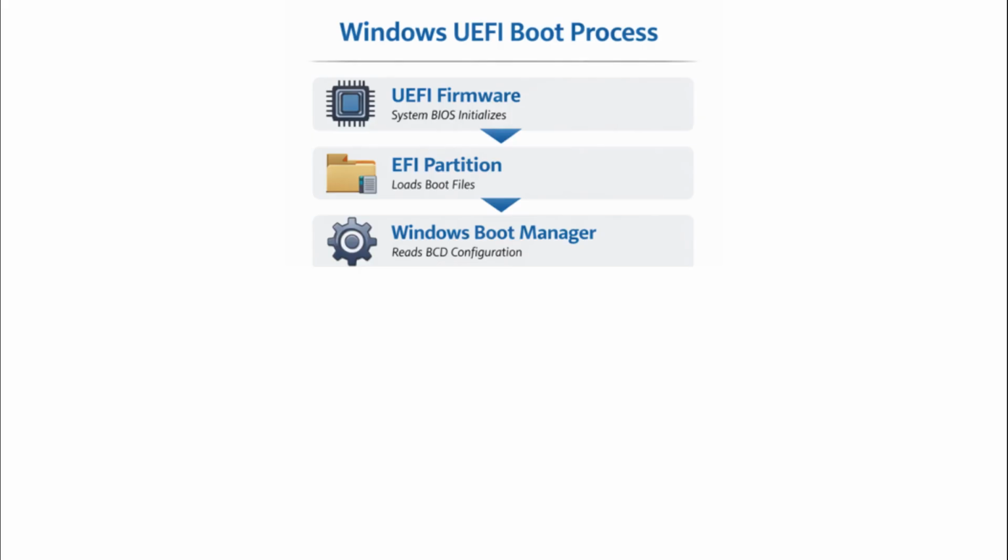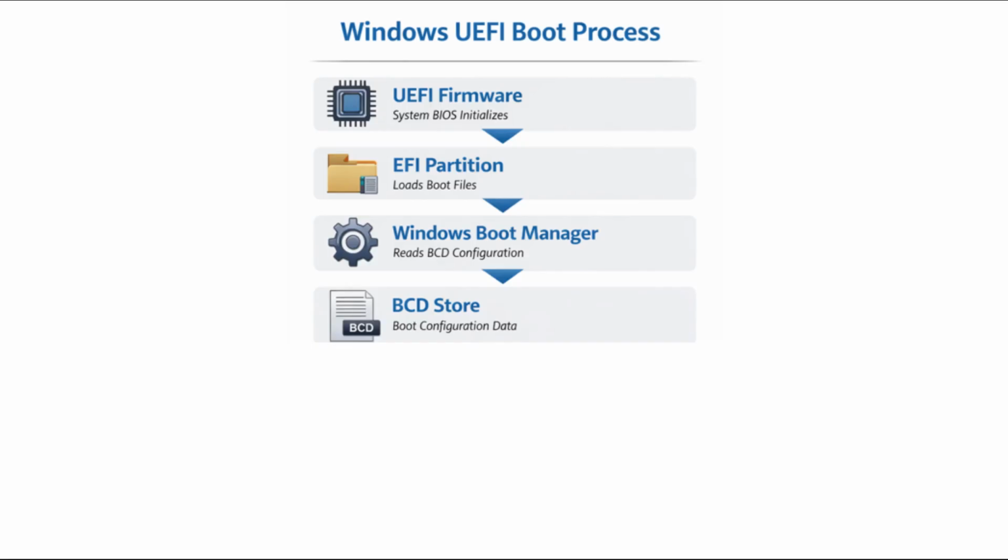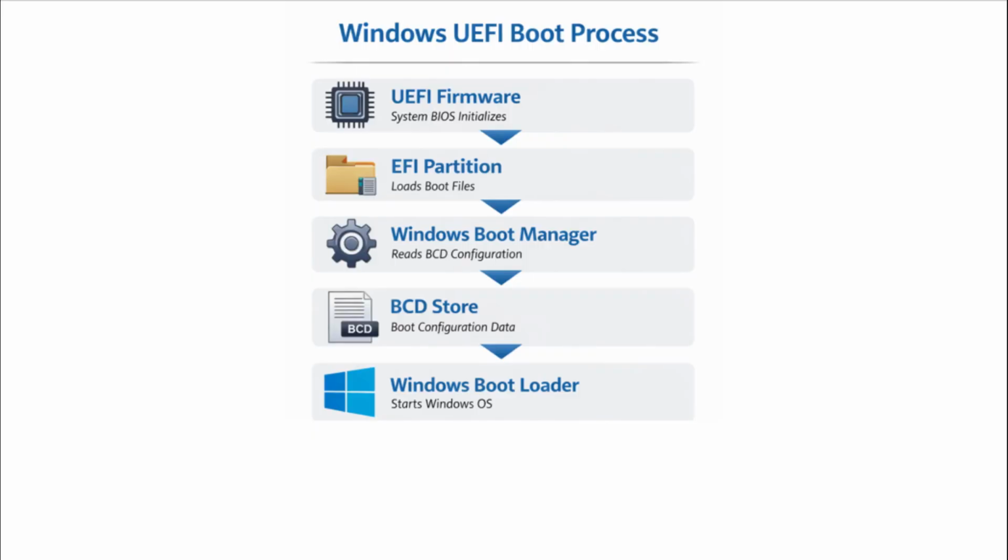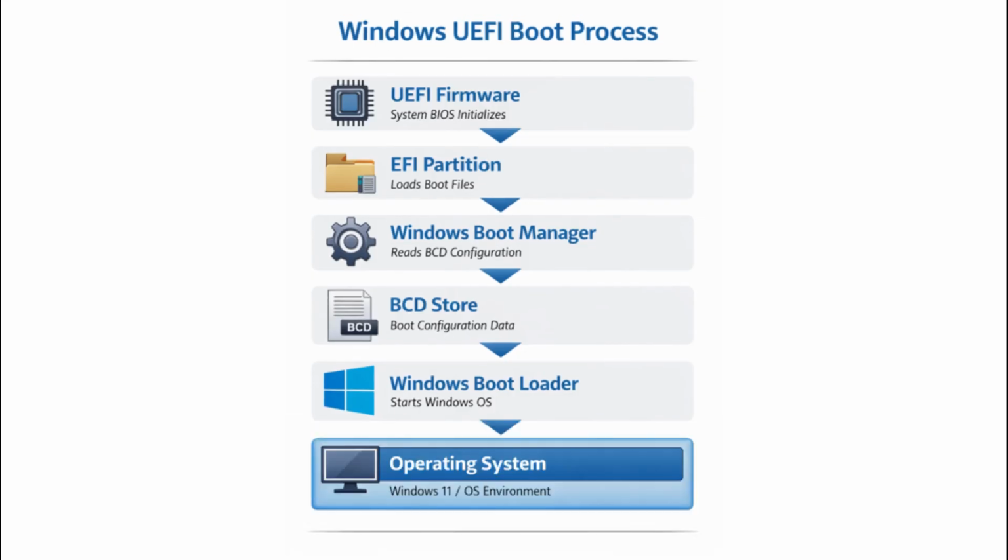So control moves from the firmware to the Windows Boot Manager. The Boot Manager then reads the BCD store, which tells it where Windows lives on disk and how to start it up. And so using that information, it loads the Windows bootloader, or winload.efi is the actual name of the file typically. And that file will then finally start the operating system itself. Notice how every step here depends on the previous step. If anything fails early on, Windows never even has a chance to run.